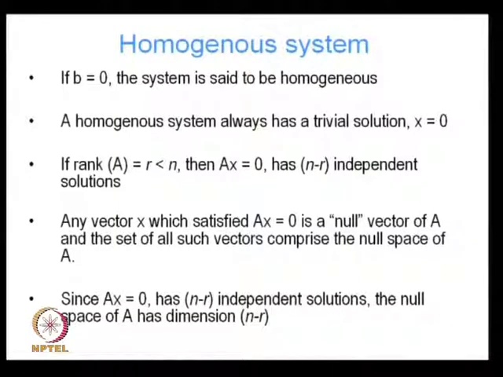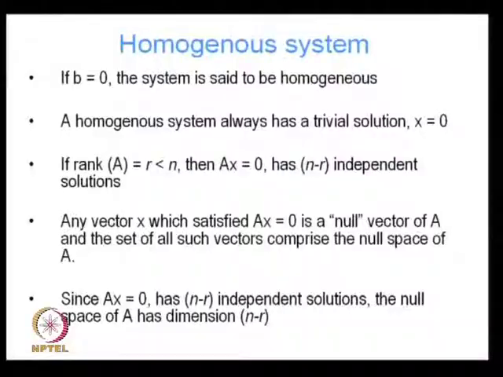If B is equal to 0, the system is said to be homogeneous. So, Ax equal to 0 is said to be a homogeneous system. A homogeneous system always has a trivial solution. What do we mean by a trivial solution? That is, a homogeneous system will always be satisfied by x1, x2, x3 through xn equal to 0.